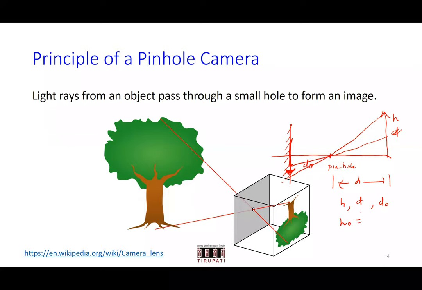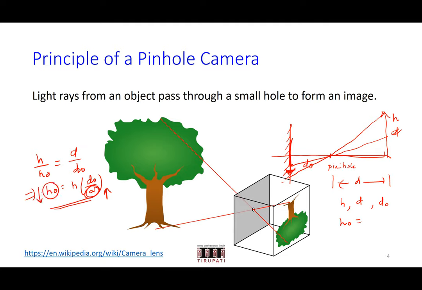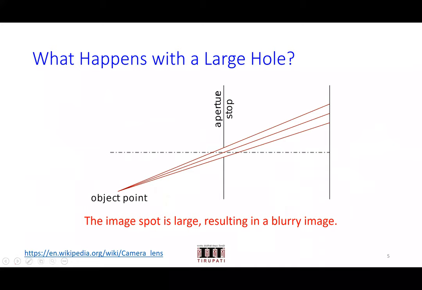Correct. So all you need to do here is just take the similar triangles. So here there is a height H. H by H naught should be equal to, this is one triangle and this is another similar triangle, D by D naught. So that gives you H naught is equal to H into D naught by D, right? That's all. So this is how you get the scaling here. You could see here, as the distance of the object keeps on increasing, this H naught would come down. That's why a far object would give you a very small scale image here. That's the simple model of your pinhole camera.